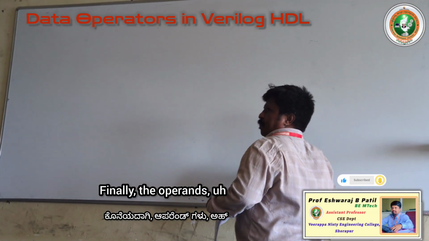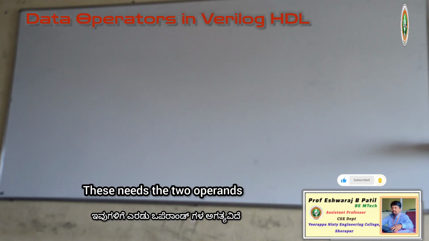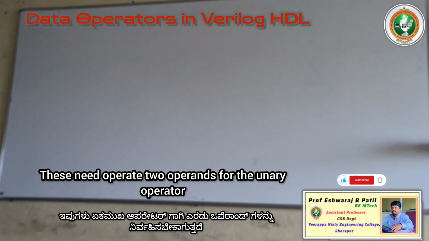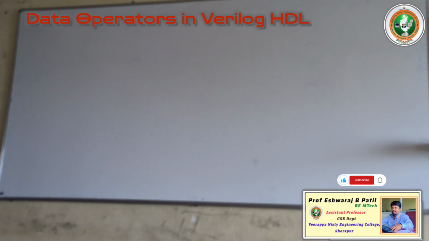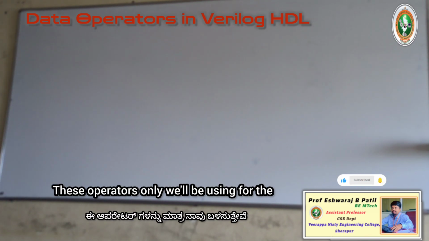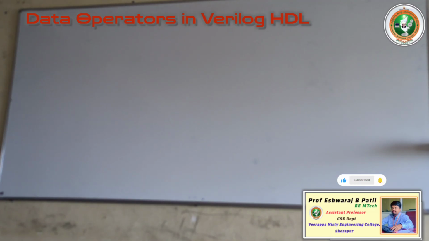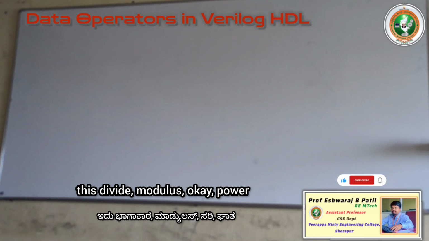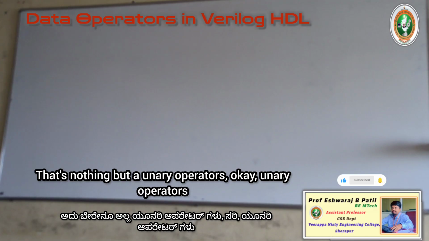These are the binary operators. Okay, for these we need two operands. For the unary operator, we need only one operand. The arithmetic operators are multiply, subtract, add, divide, modulus. For the unary operator, it is applied to only a single operand. That is what unary operators are.